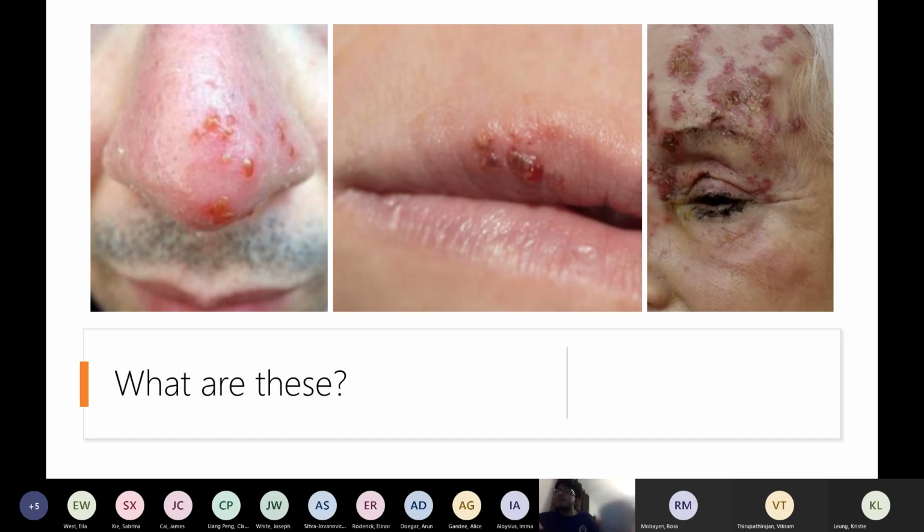What's the second thing? HSV on the lips, yeah. And the last thing, yeah, herpes labialis, absolutely, cold sore. Synonyms, yes, all correct. And the last one on the right.